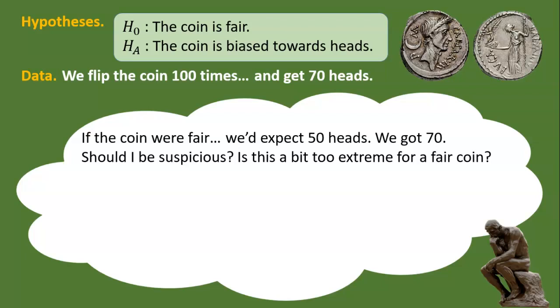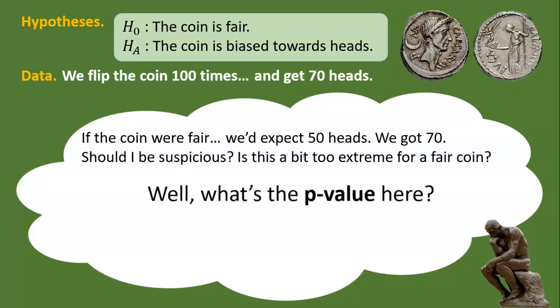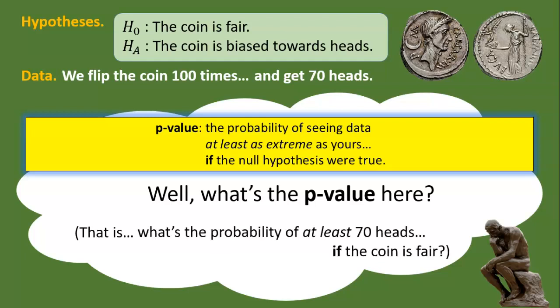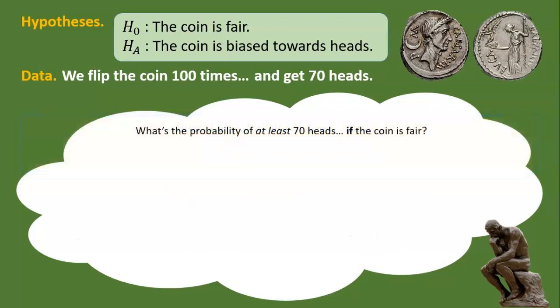Such questions lead us to our second step. We ask, well, what's the p-value here? And I'll remind you once again, because it is such a crucial definition. The p-value is the probability of seeing data at least as extreme as yours if the null hypothesis were true. So in this particular case, the p-value answers the question, what's the probability of at least 70 heads if the coin is fair? This is a question we can answer after I clean up some of this clutter.